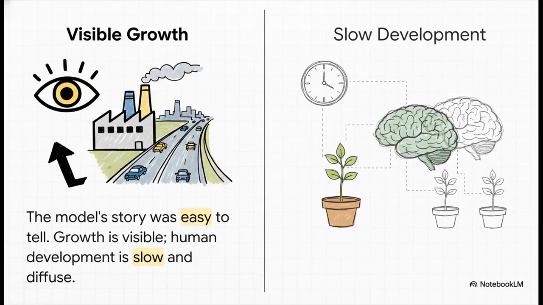So, why did this model hold up so well against criticism? The answer is pretty simple. Its narrative was incredibly efficient. The story was just easy to tell. You can point to a brand new factory, you can drive on a new highway. It's visible, it's immediate, it feels like progress. But the successes of human development, a healthier kid, a better educated population, that's slow. It's way less visible, and it's a heck of a lot harder to turn into a catchy political slogan.